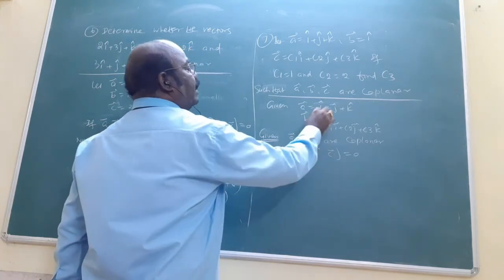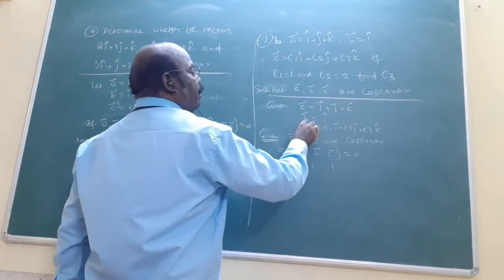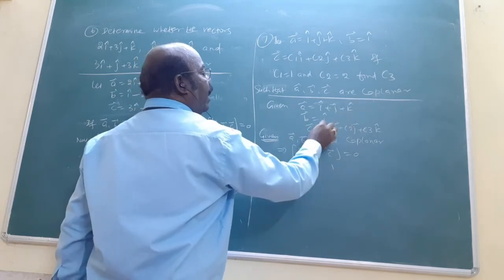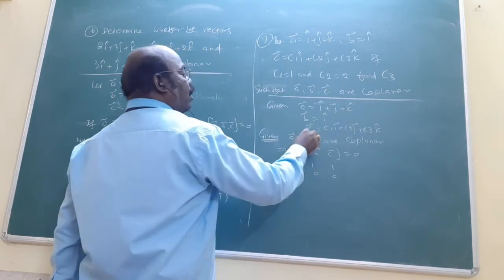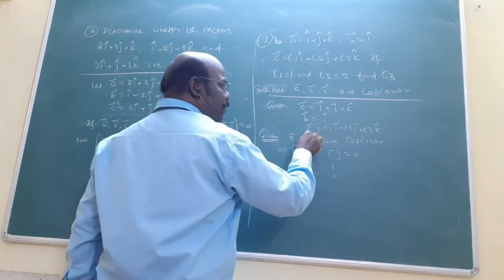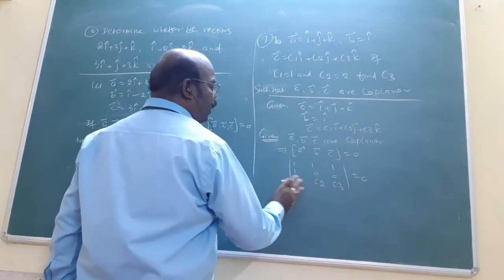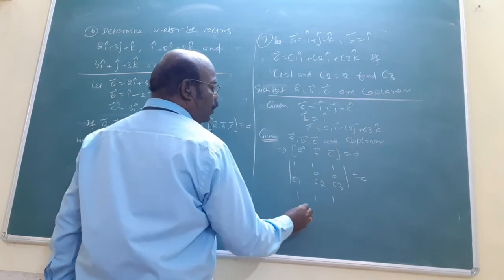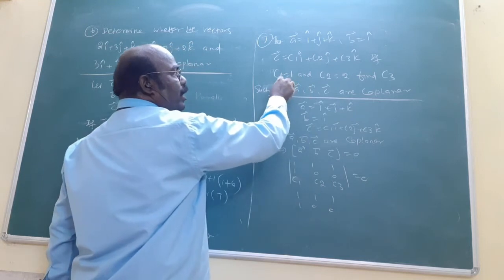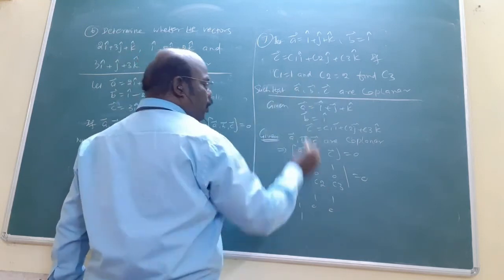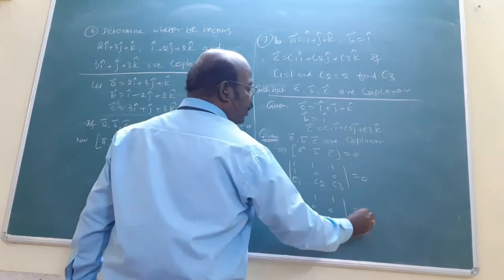Then consider A vector. The coefficients of I, J, K are 1, 1, 1. In B vector, the I coefficient is 1, no J, no K, so 0, 0. The coefficients of I, J, K in C vector are C1, C2, C3. Once again: 1, 1, 1; 1, 0, 0. C1 is given as 1, C2 is 2, and C3 is what is asked. Am I right? Now next one.